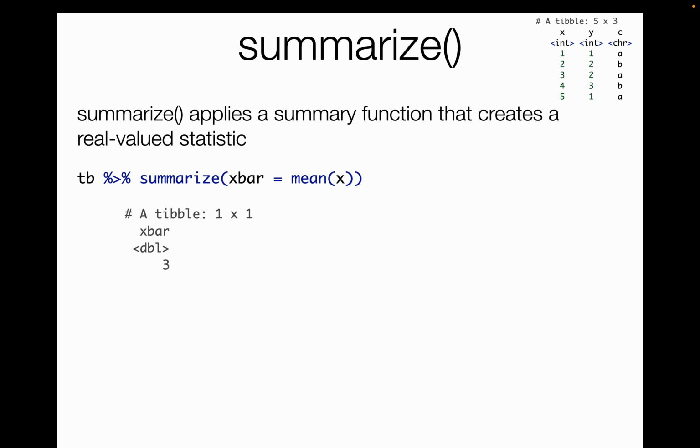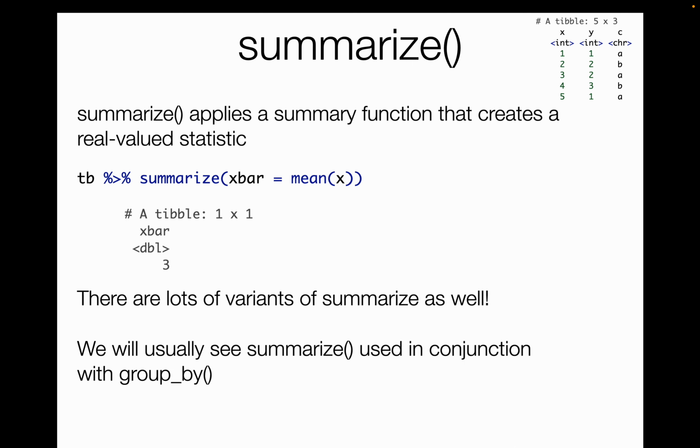Remember, everything that goes into a dplyr function is a tibble. Everything that comes out is also a tibble. And so that can be really annoying at times. And so we'll find a way to work around that. But that is summarize. There's lots of variants for summarize, and they usually go in conjunction with group_by.